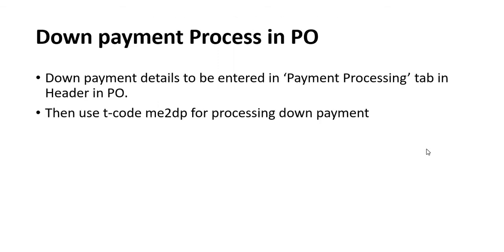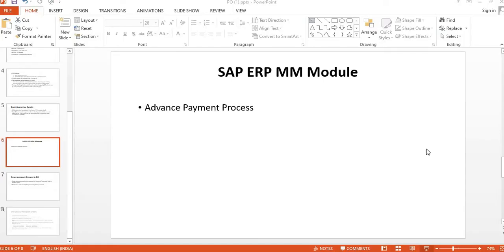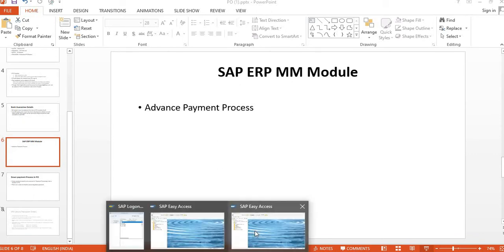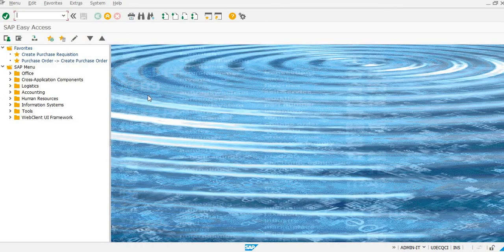Now, the details regarding the advance payment or down payment will be entered in the payment processing tab in the header of the purchase order itself. And then the user needs to run the T-code ME2DP to create the request for the same, which will be further processed by the accounts personnel for the payment of the advance. Now we'll go through the process in SAP itself.